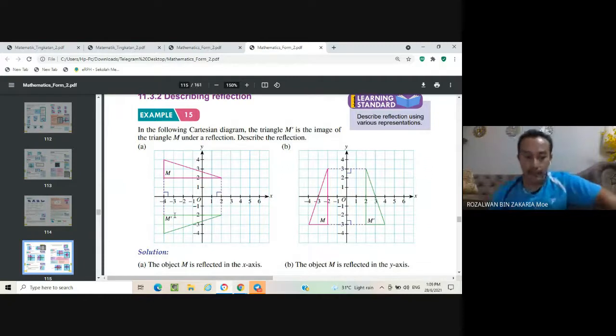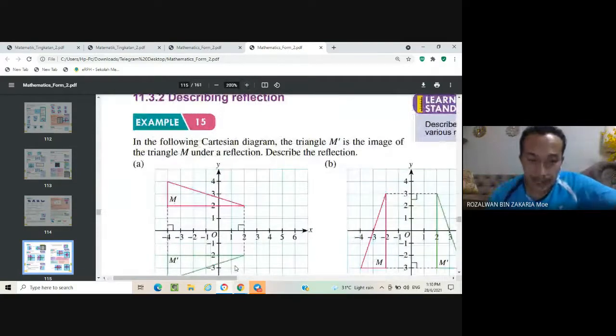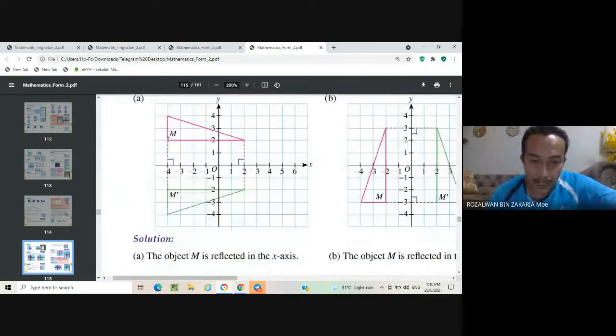So how to describe the reflection? Okay, firstly we have to identify where the axis of reflection is. Firstly, you calculate the distance from this point here until the point here. Wait, I enlarge this one. You have to calculate the distance from this point until this point. So there is 1, 2, 3, 4. There are 4 units.